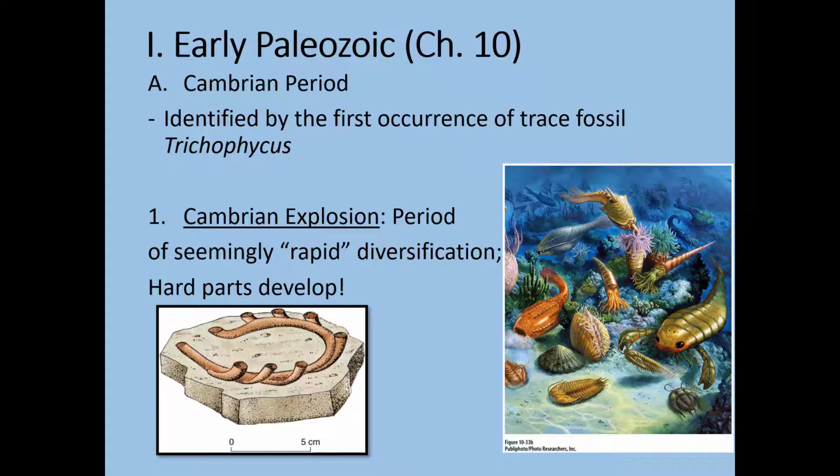So who is the fossil record biased towards? Well, it's biased towards certainly organisms with hard parts. Jellyfish do not fossilize well. They don't show up regularly in the fossil record.